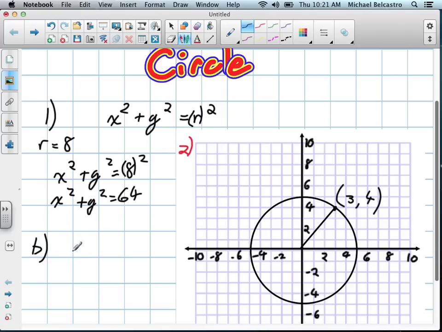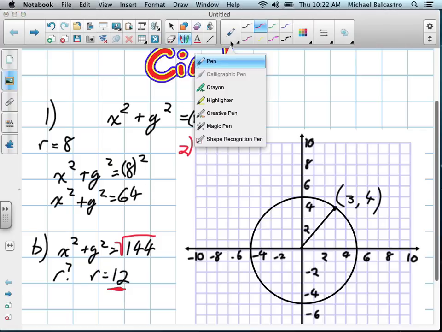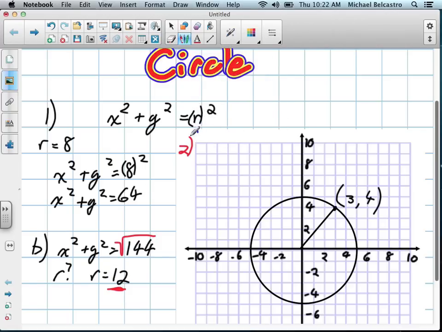What if I told you that the equation of a circle was this? See if anyone knows it. What's the radius? 12. In other words, all we have to do is take the square root of the term on the other side, and the square root of 144 is 12. So the radius of this would be 12. We're going to call this question 2 now.